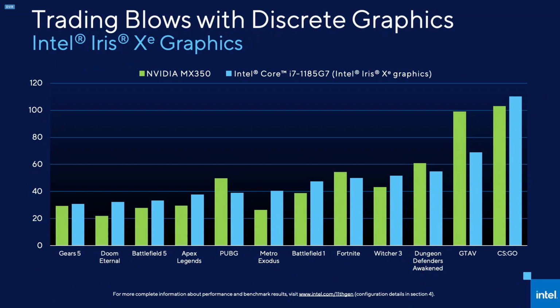Now, if you want to compare with the Nvidia MX350, which is a laptop GPU, well, here are the performance results. And I'll just leave these on the screen for a second so you can have a look at them. But it seems like it's very comparable performance to an MX350. So if you've seen that previously, well, this is going to be very similar.